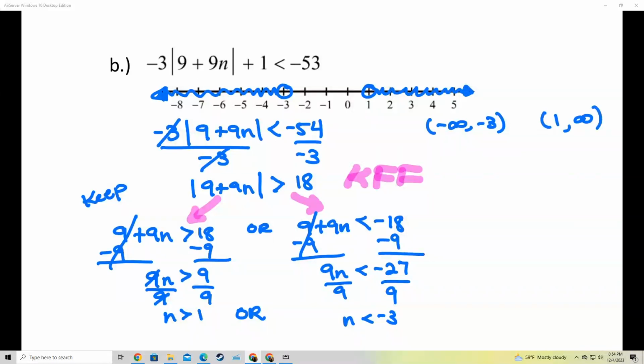There's parentheses everywhere. Infinity is always a parenthesis. And since I'm not shading the boundary points, I'm going to use parentheses as well. This would be a great answer, except I'm missing something. I'm missing the union symbol. We need to put a U in the middle.